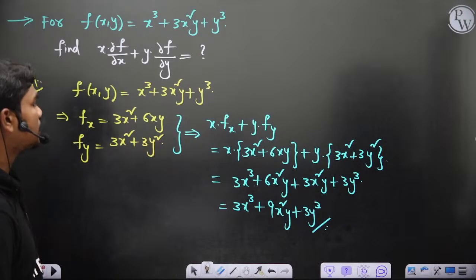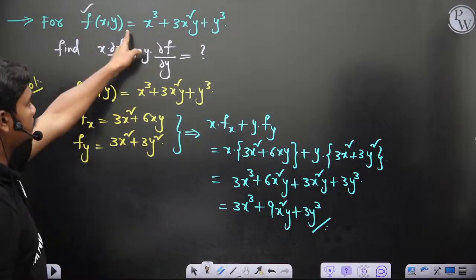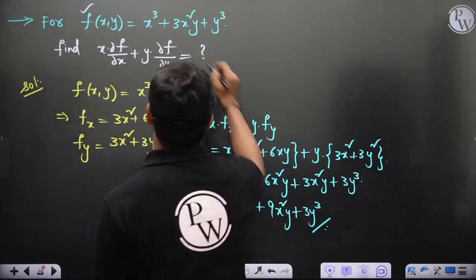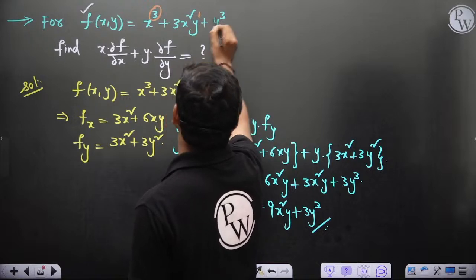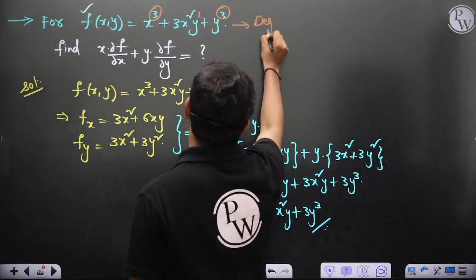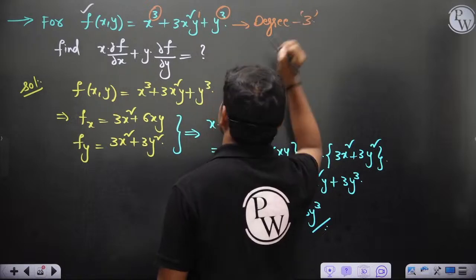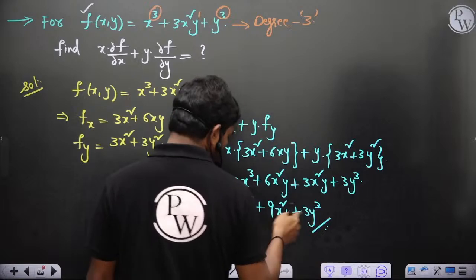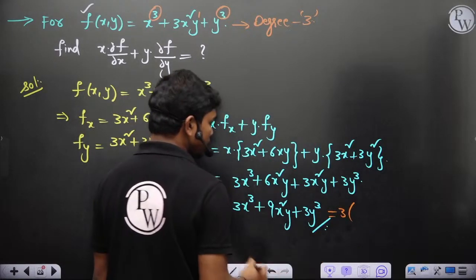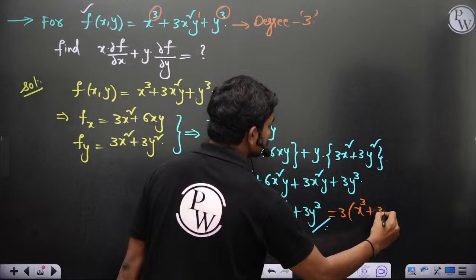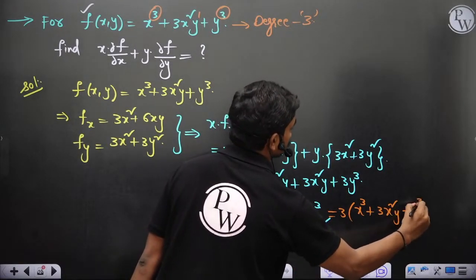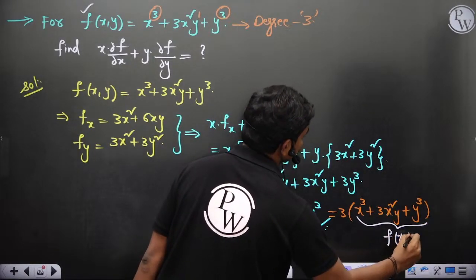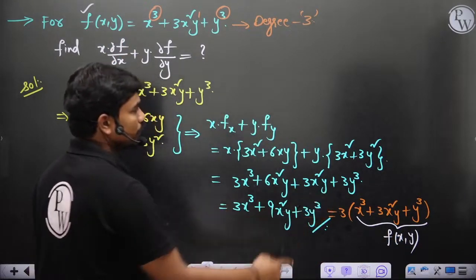For example, consider this example. f of x comma y is this term. I have calculated x into fx plus y into fy, and every term is of third degree: this is degree 3, 2 plus 1, this is again third degree, this is also third degree. So this is a third degree homogeneous function. That's why when you calculate x into fx plus y into fy and take 3 common from these terms, you have x cube plus 3x square y plus y cube, which is f, the function I gave you. So it's 3 times f.